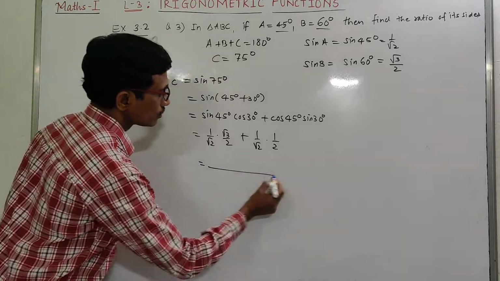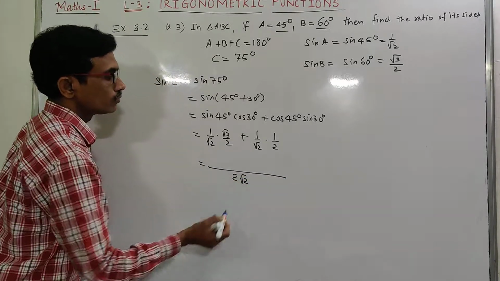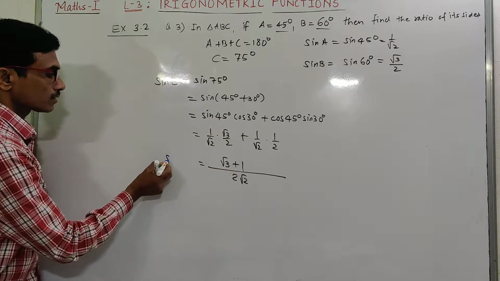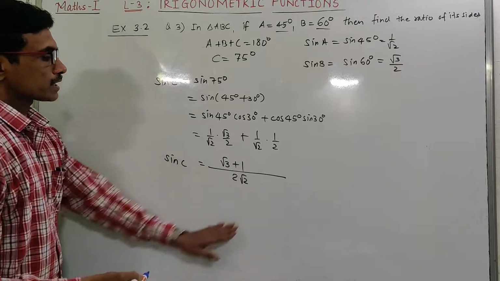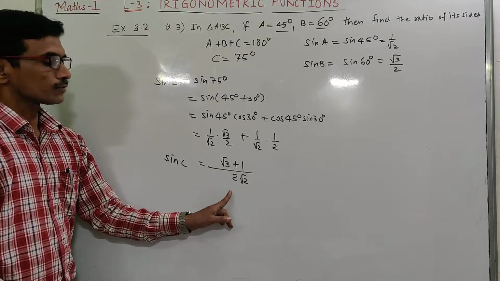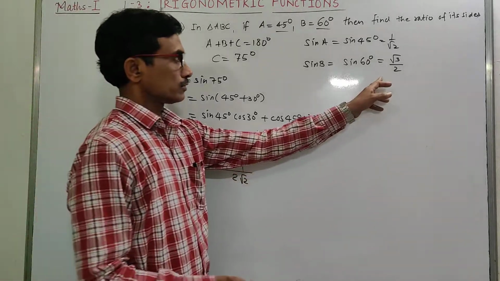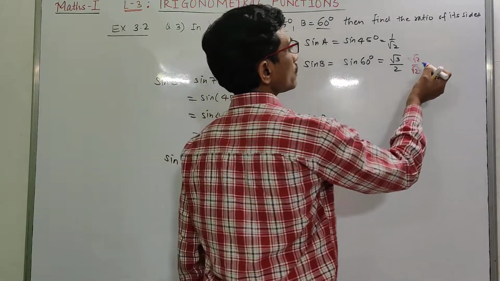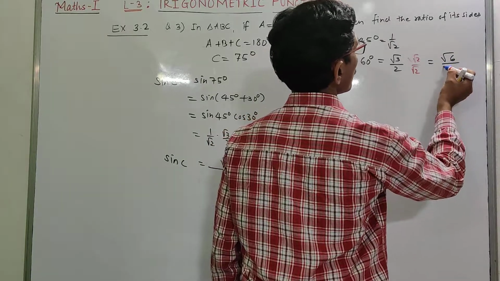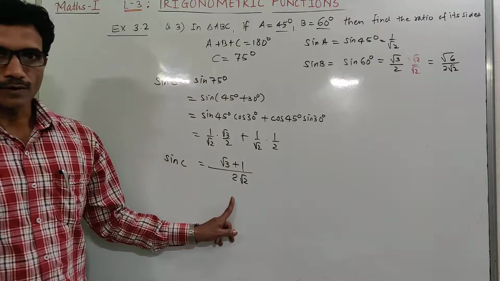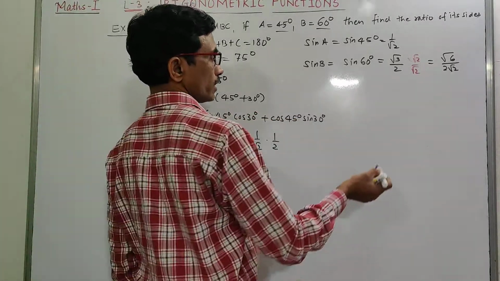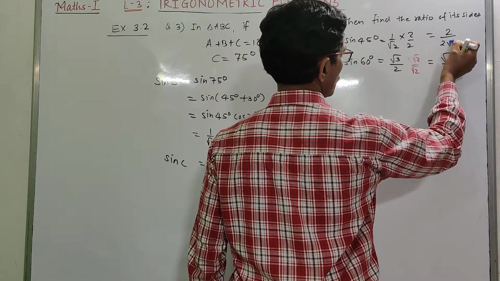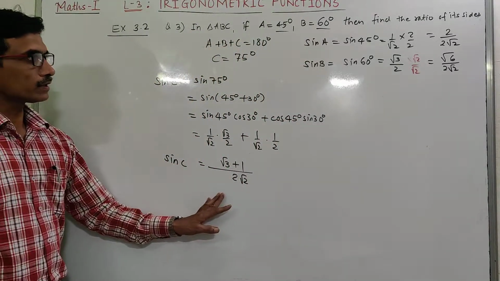The LCM of the denominators is 2 root 2, so we get root 3 plus 1 upon 2 root 2. That is our sine C. Now we make the denominators the same. If we multiply numerator and denominator by 2 root 2, it gives us root 6 upon 2 root 2. For sine A, we multiply by root 2, so it gives us 2 upon 2 root 2. You will find that all the denominators are the same.